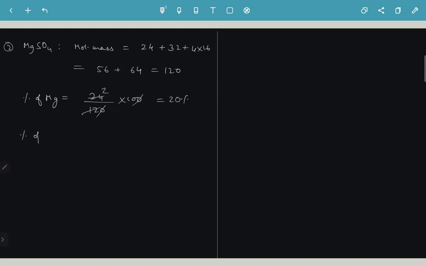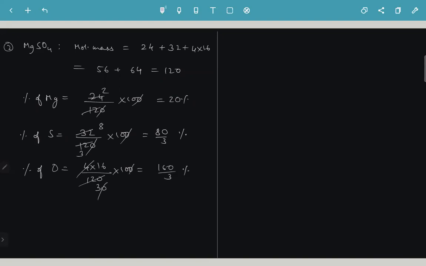Percentage of sulfur, 32 by 120 into 100. So 320 by 12, cancel by 4, 4 is 32, this 3, so 80 by 3%. Percentage of oxygen, 4 into 16 by 120 into 100. This is 160 by 3%. Is this clear? These are the percentages of magnesium, sulfur and oxygen in MgSO4.